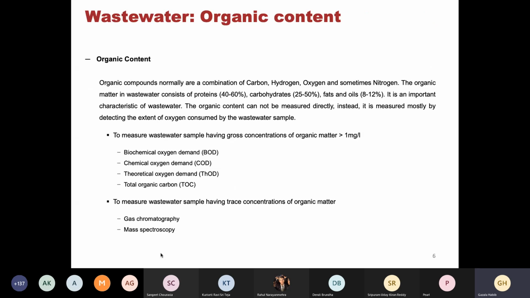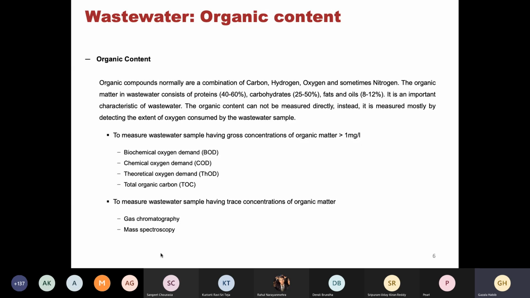Nowadays, the most important and useful method being followed is to know the oxygen demand of wastewater by knowing the biological oxygen demand, chemical oxygen demand, or maybe total organic carbon. Theoretical oxygen demand is something which is not used for wastewater until the composition of organic compounds present in water is known.